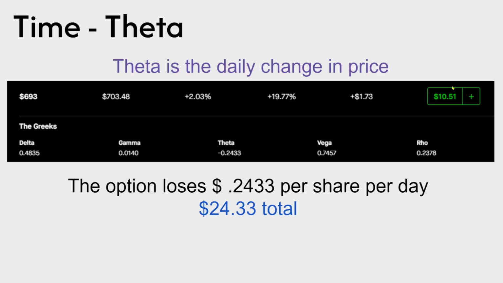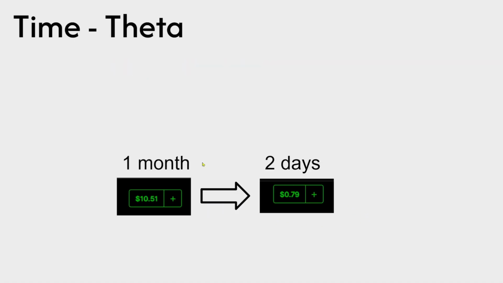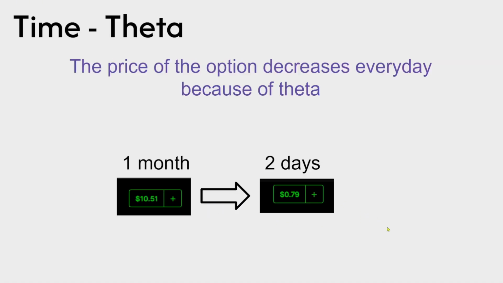So if you bought this call at $693, you have to pay about $1,050 for it. And then every day it would lose $24 in value at an increasing rate until the option expires worthless at $0.